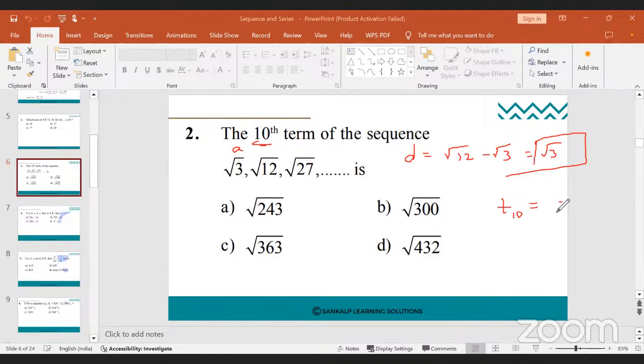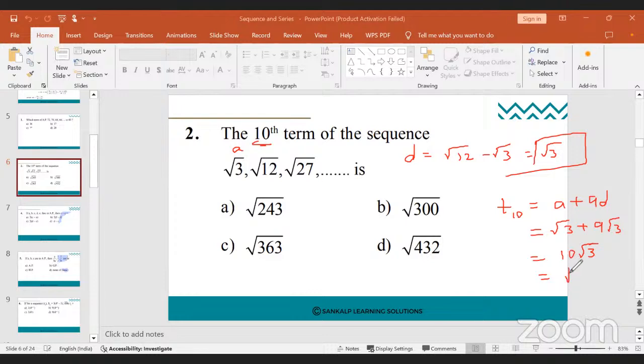It is nothing but A plus 9D, according to the general term. 10th term is what? A plus 9d. A is root 3, plus 9 times d. D is root 3. What is the answer? It is nothing but 10 root 3. Correct? 10 root 3. So 10 root 3 is not the option here.